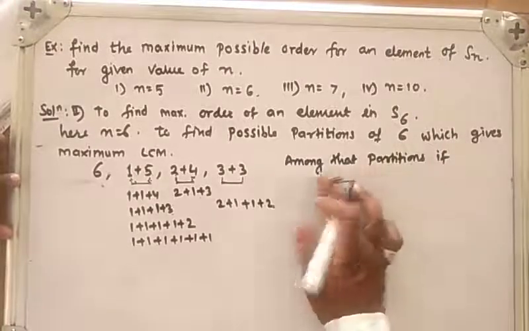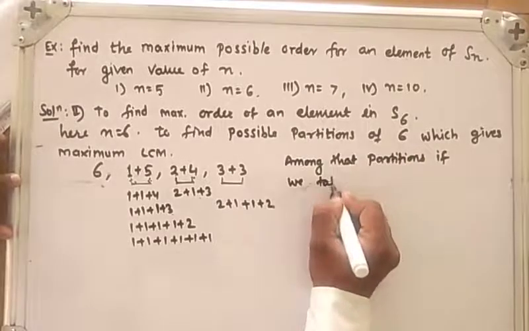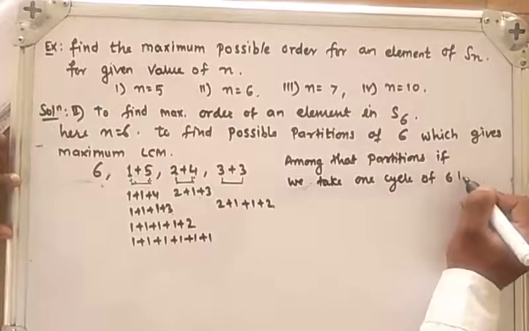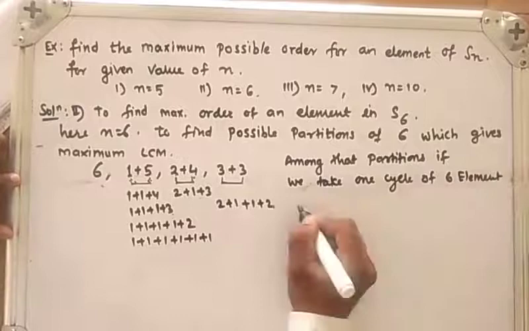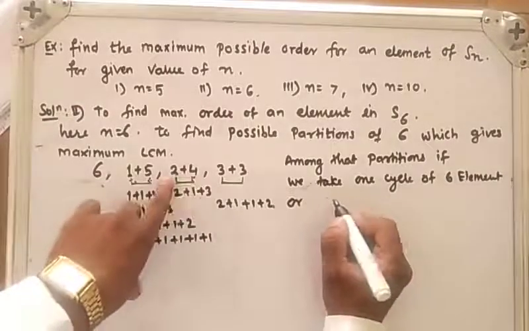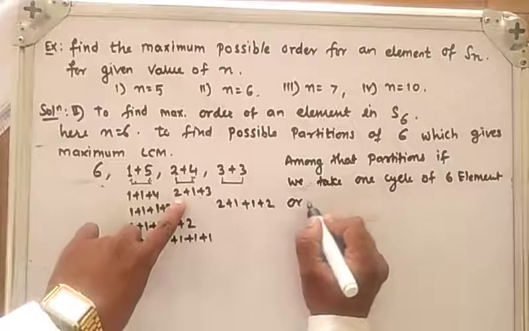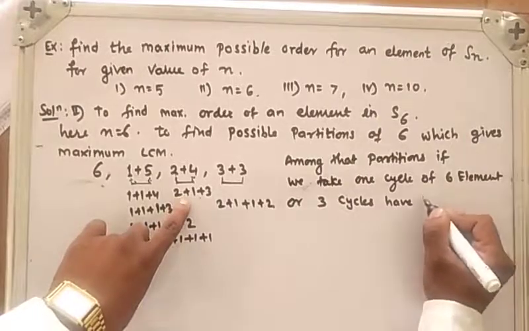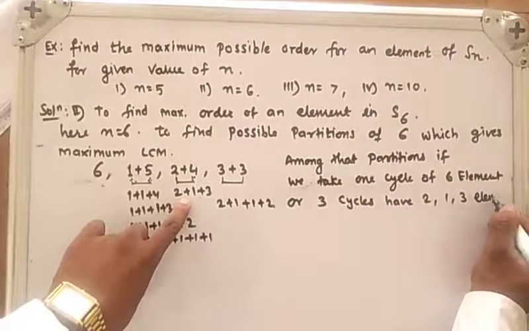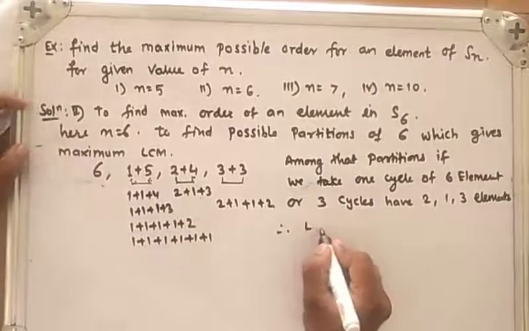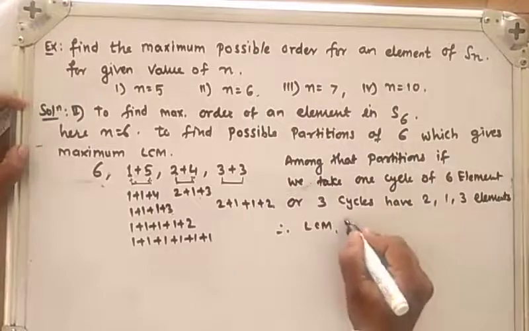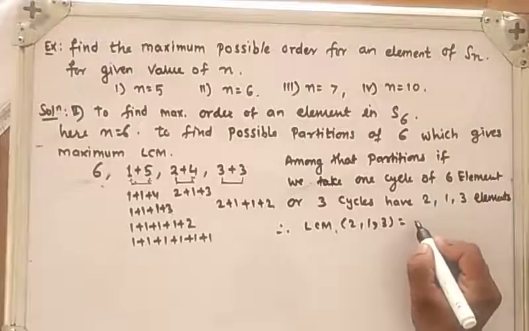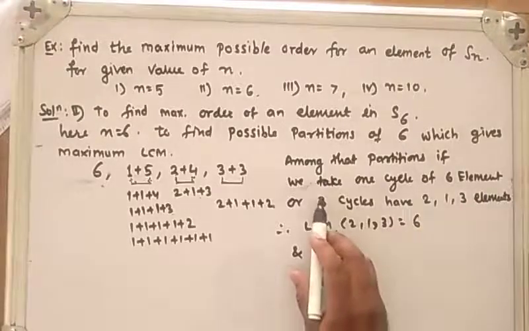If we take one cycle of 6 elements, or 2 cycles or 3 cycles having 2, 1, 3 elements, then the LCM of 2, 1, 3 is 6. And here I will take a single cycle which has total 6 elements.